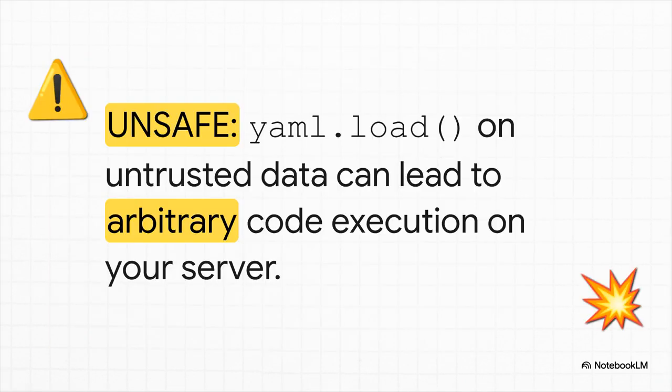Now, beyond these big-name attacks, we just have to be smart about the data we're handling. Here is a classic, really simple mistake: using yaml.load on data that comes from a source you don't trust. This one little function is incredibly dangerous. It can literally allow an attacker to run whatever code they want right on your server.